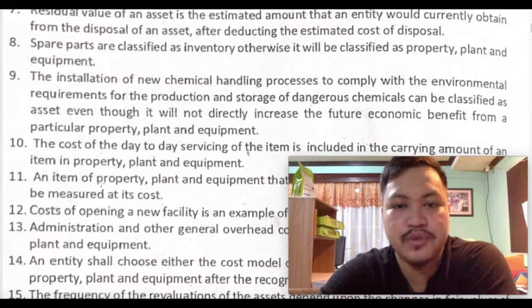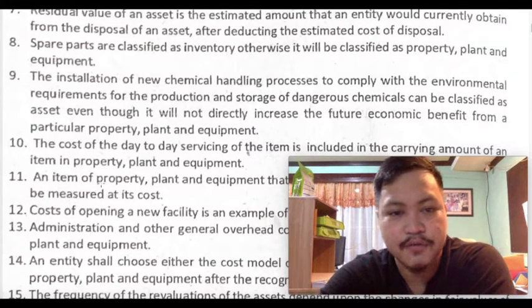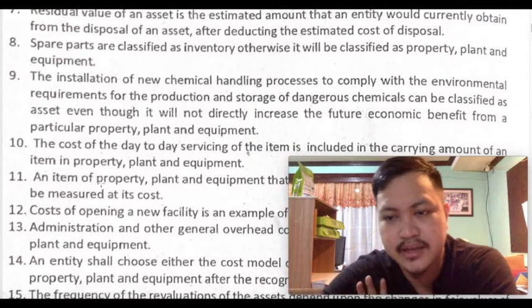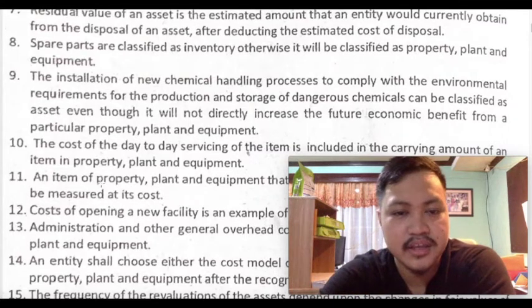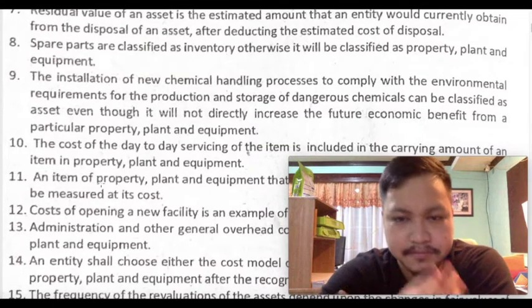Requiring the installation of new chemical handling processes to comply with the environmental requirements for the production and storage of dangerous chemicals can be classified as an asset, even though it will not directly increase the future economic benefit from a particular property, plant, and equipment.